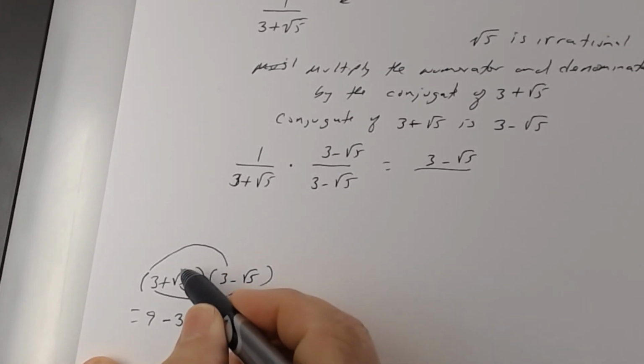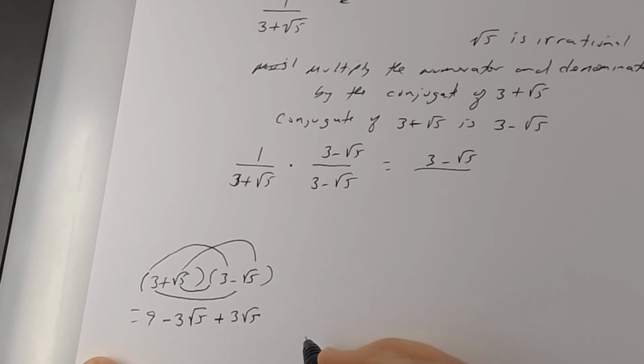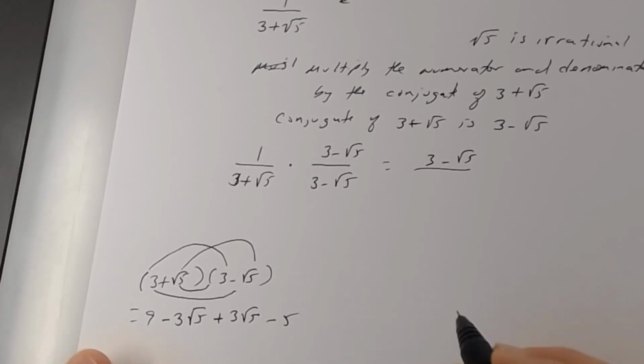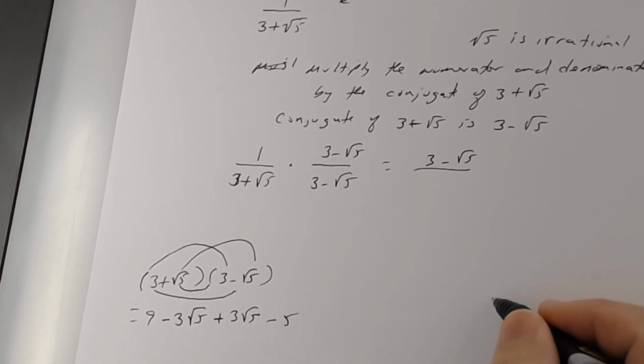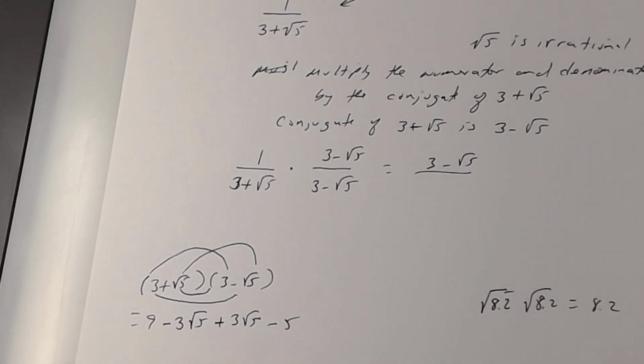All right. Now, what is the square root of 5 times the negative square root of 5? Negative 5. Good. So remember in the previous course you learned this. The square root of 8.2 times the square root of 8.2 without using a calculator is just what? 8.2. That's what you learned in the previous course. That when you multiply 2 square roots and the radicands are the same, it's just the radicand. So the square root of 5 times the square root of 5 is just what?